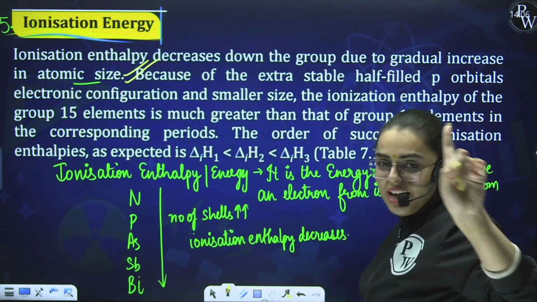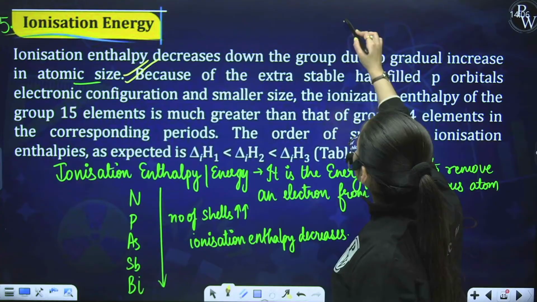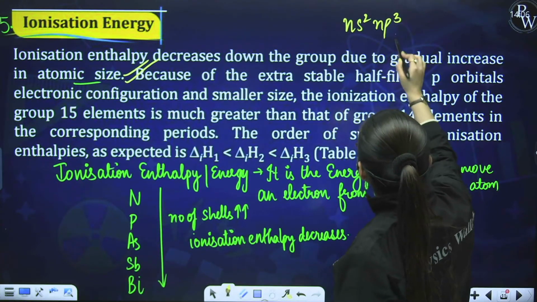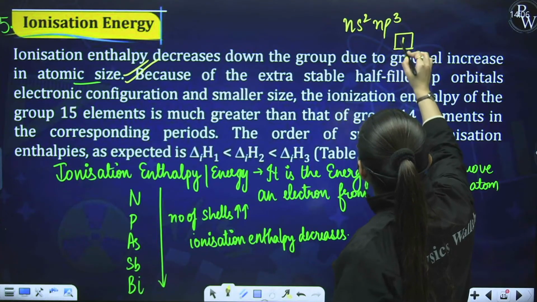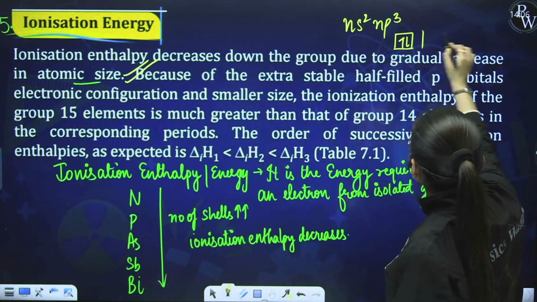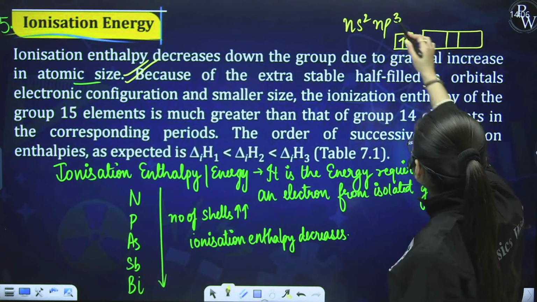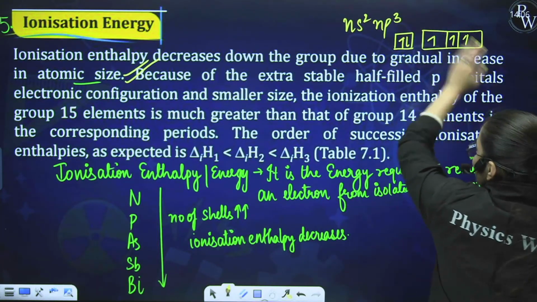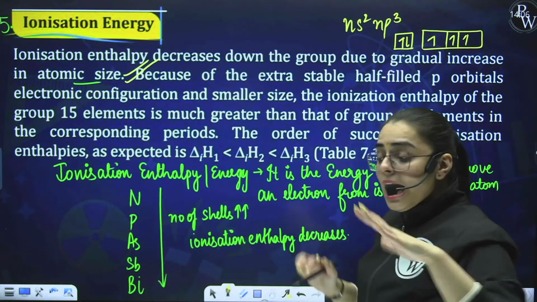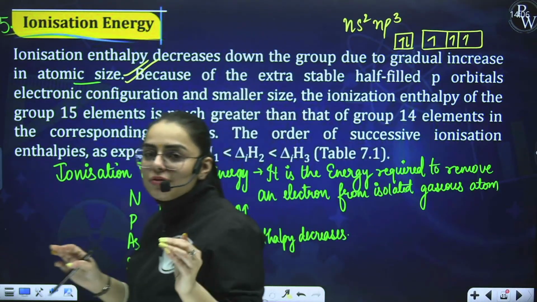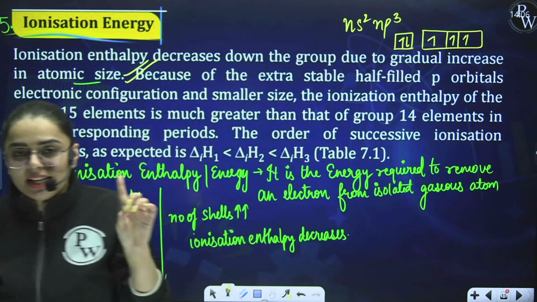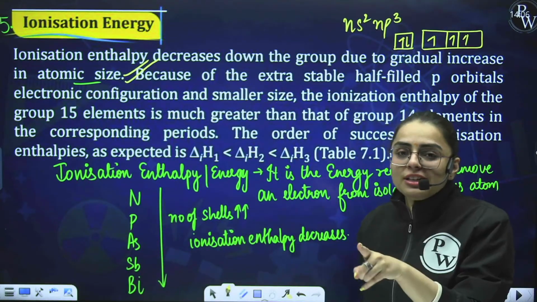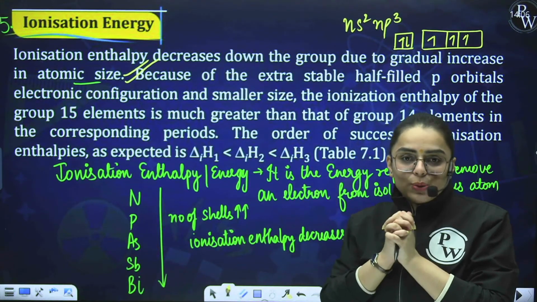Now one more thing I have to tell you: group number 15 elements' configuration is ns2np3. When you are filling it in, s has one orbital and has 2 electrons. p has 3 orbitals. I have told you just right now. How many electrons are there? 3. So it is 1, 2, 3. They are half-filled. This is half-filled configuration. What is half-filled? That one orbital contains 1 electron. So half-filled configuration and fully filled configuration both are stable in nature. Are you getting my point?